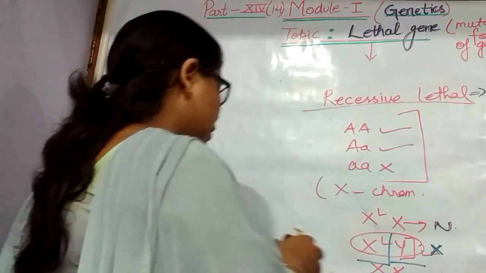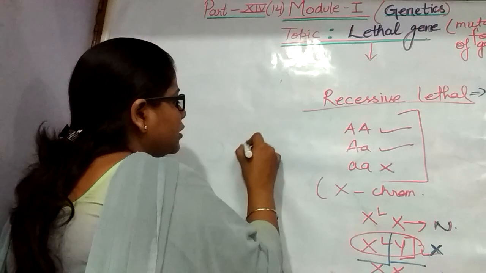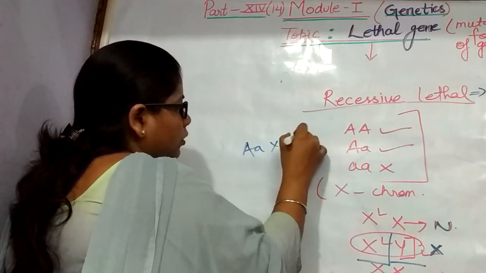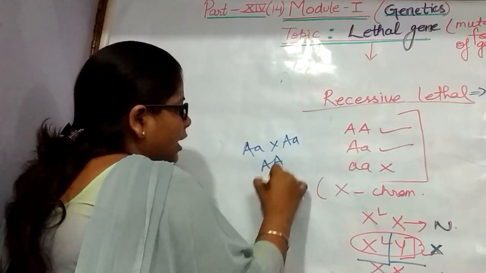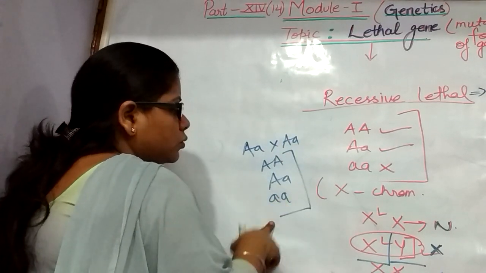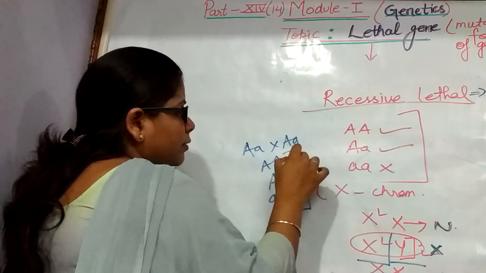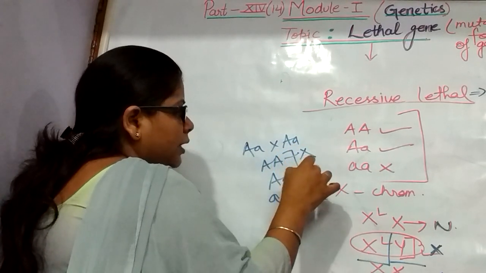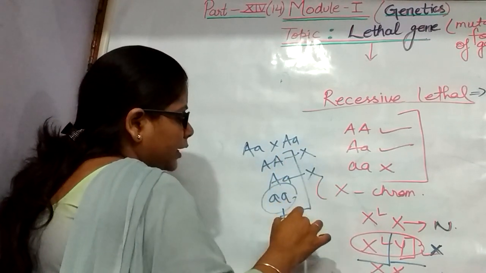So if I am talking about capital A, small a, capital A, small a, there will be capital A small a, and small a small a. If this is autosome, recessive lethal, will this one die? No. Will this one die? No. This will become dead.